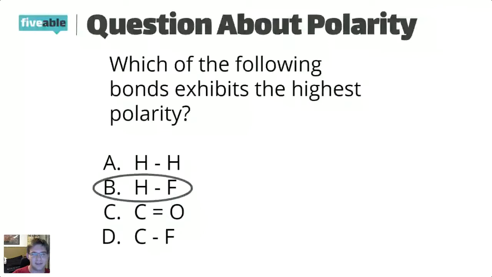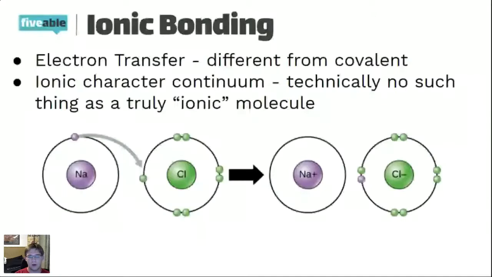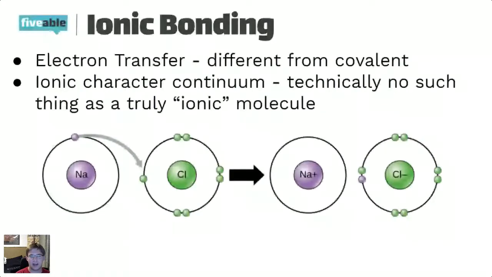Perfect. All right, so let's move on. All right, so ionic bonding, right? Ionic bonding is pretty much just as it says. It is bonding that creates ions. Traditionally, it's described as an electron transfer. The electron in that sodium atom will move to fill the octet of that chlorine atom, thus forming a sodium plus and a chlorine minus, and those two opposing charges stick to each other.